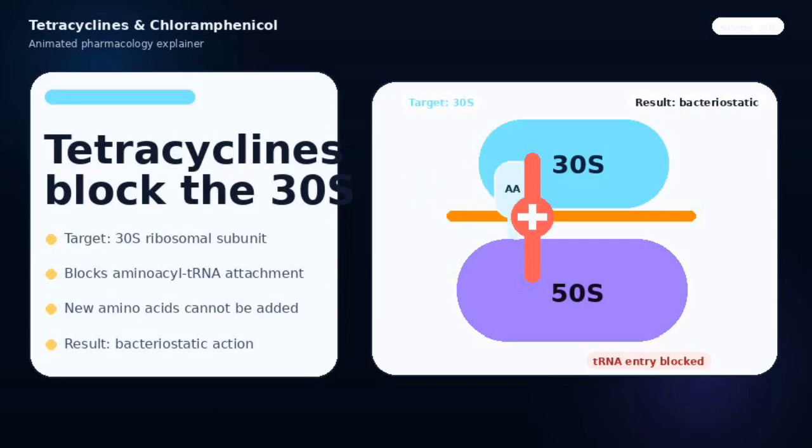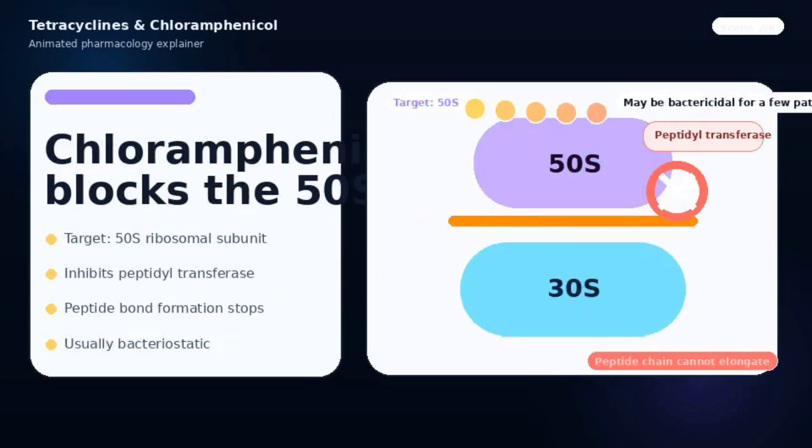They bind reversibly and block the attachment of amino-acyl transfer RNA to the messenger RNA ribosome complex. Because transfer RNA cannot attach properly, new amino acids cannot be added to the growing peptide chain. Protein synthesis stops, so bacterial growth is inhibited. That is why tetracyclines are called bacteriostatic drugs.